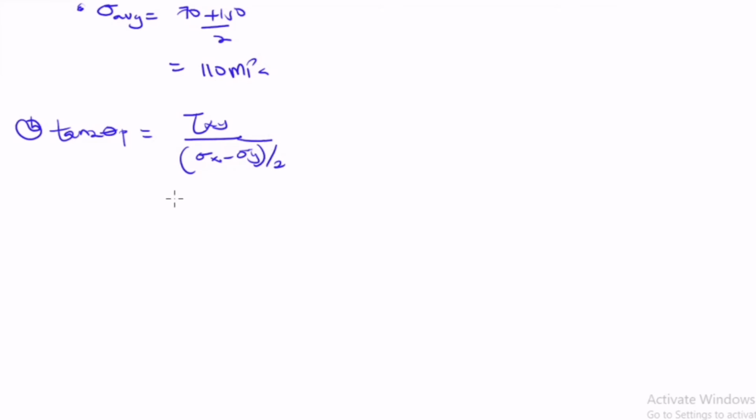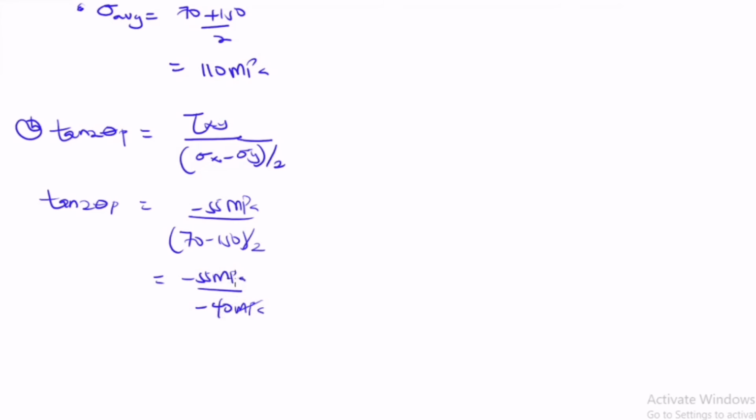In that case, when you are doing it, you are going to have tan 2 theta p is equal to negative 55 megapascal all over 70 minus 150 all over 2. That simplifies to negative 55 megapascal all over negative 40 megapascal. So the negatives cancel. When you find the tan inverse and divide by 2, you are going to know that our theta p gives you 27.0 degrees.